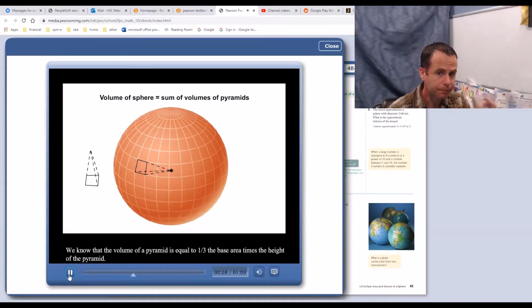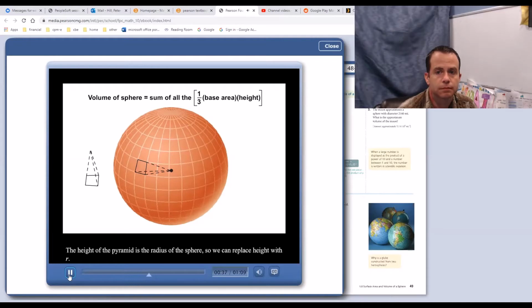The volume of the sphere is the sum of the volumes of the pyramids. We know that the volume of a pyramid is equal to 1/3 the base area times the height of the pyramid. The height of the pyramid is the radius of the sphere, so we can replace height with r.